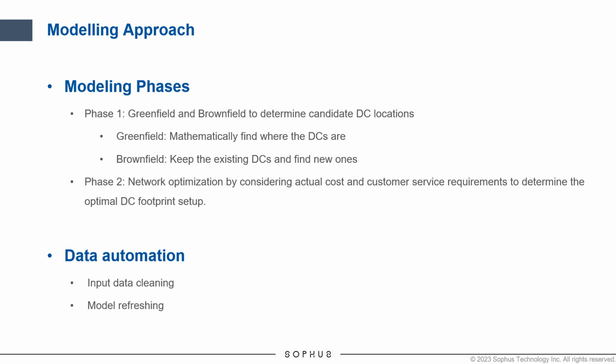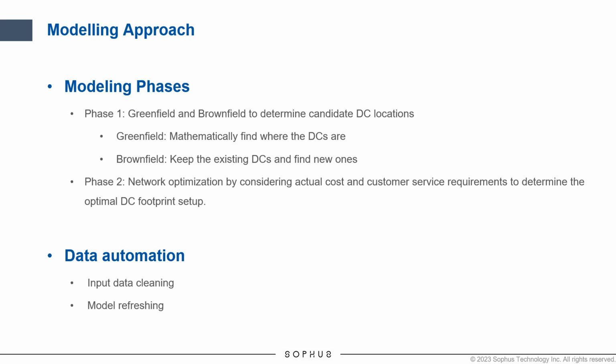The study comprises 2 phases. Phase 1, Greenfield and Brownfield to determine candidate DC locations. Greenfield is mathematically finding where the DCs are, and Brownfield is keeping the existing DCs and finding new ones. Phase 2, network optimization by considering actual cost and customer service requirements to determine the optimal DC footprint setup.